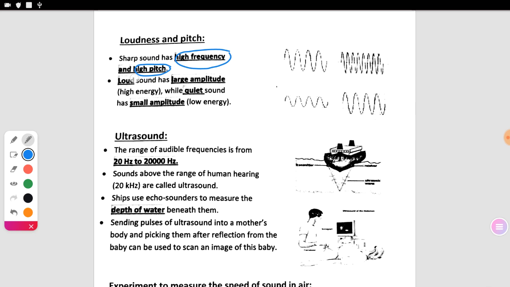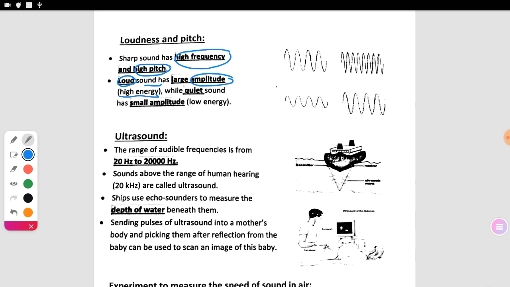A loud sound has large amplitude. Amplitude is the meaning of loudness, and frequency is the meaning of pitch. A loud sound has large amplitude or high energy.